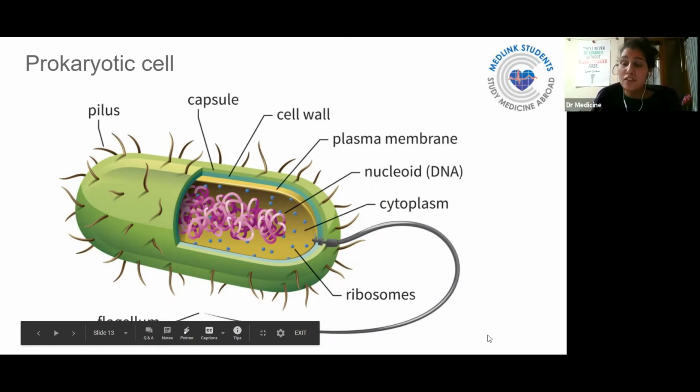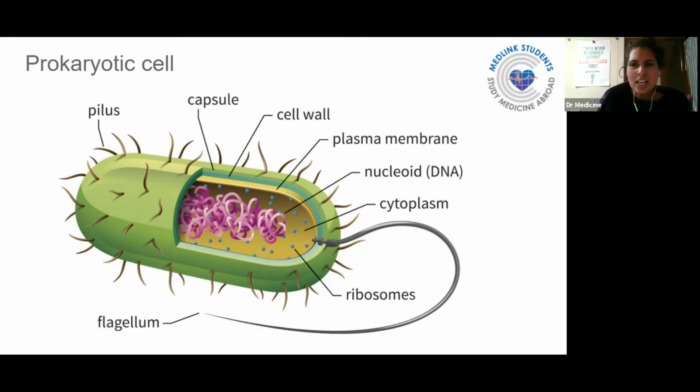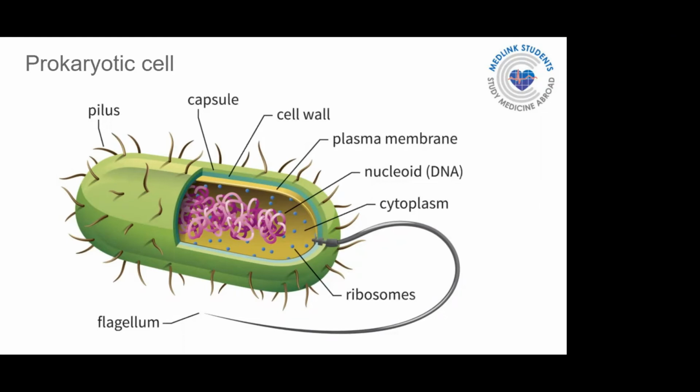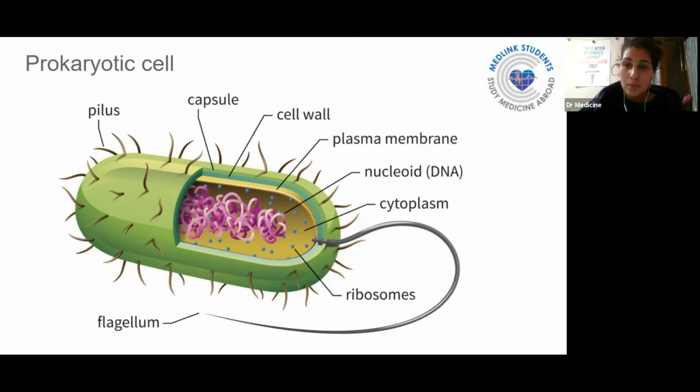It would be a 50S and 30S subunit. It's also sufficient just to say a 70S ribosome as well. Then the non-essential components would be the capsule, then the pili and the fimbriae.